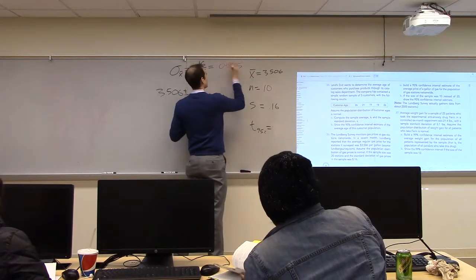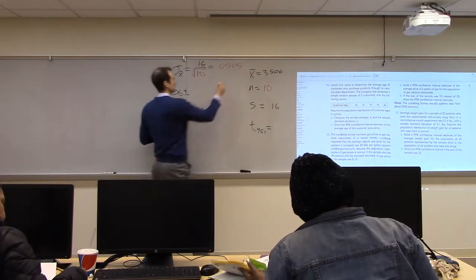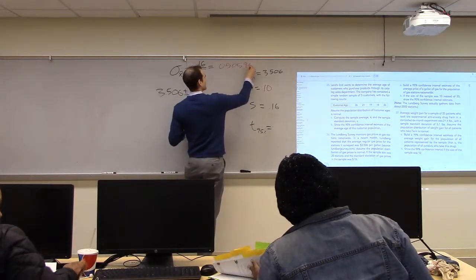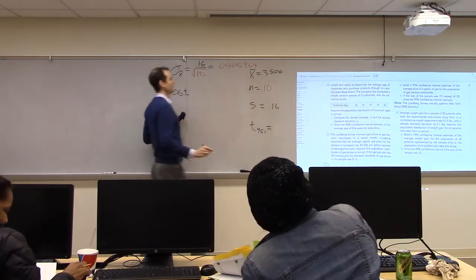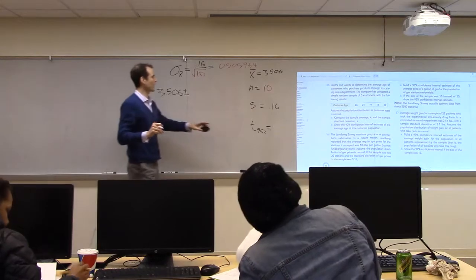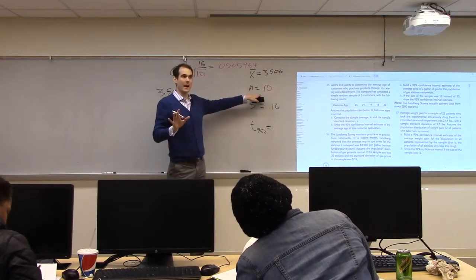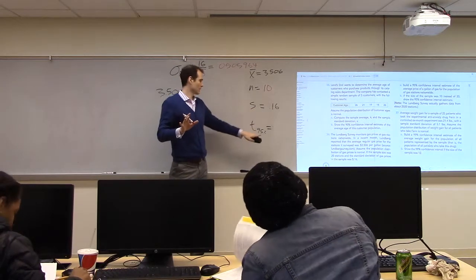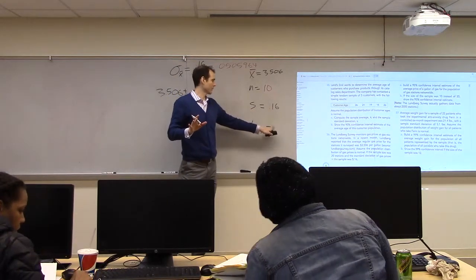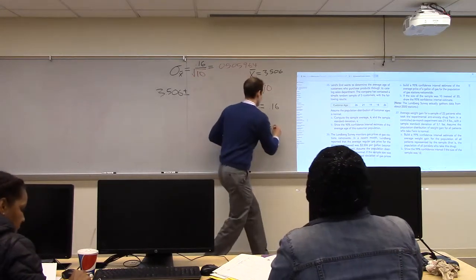Okay, 0.0505. Yeah, that's it. 0.0505. Okay, our degrees of freedom changed. We're now at 10 minus 1, which is 9 degrees of freedom. So what is our t value if we still want to be 95% confident? 2.262.